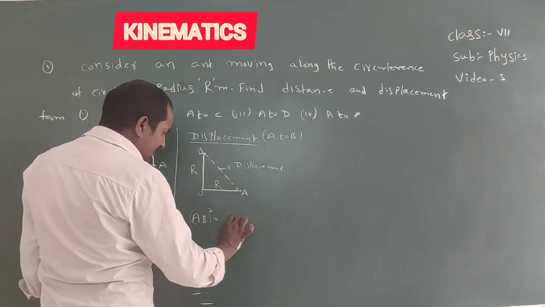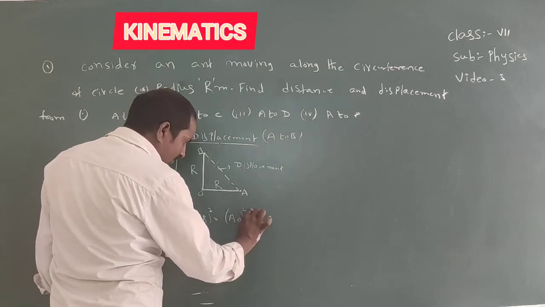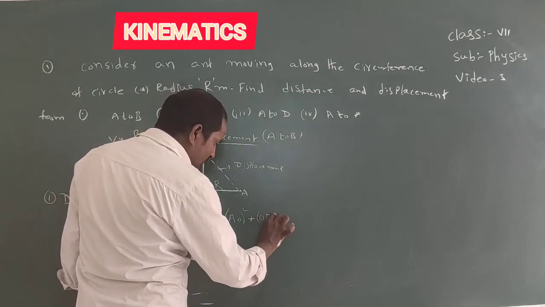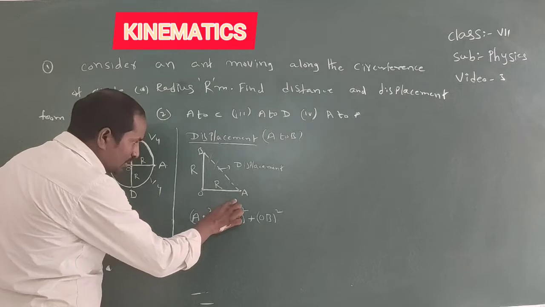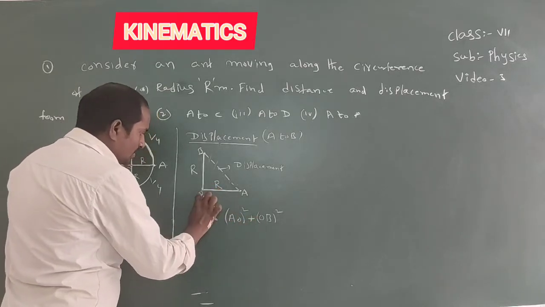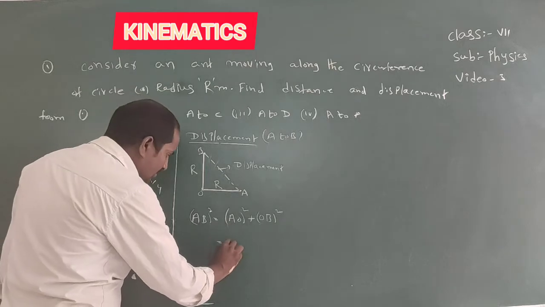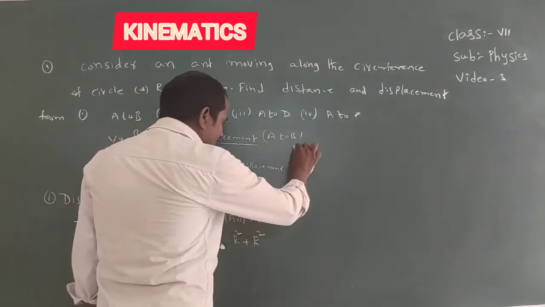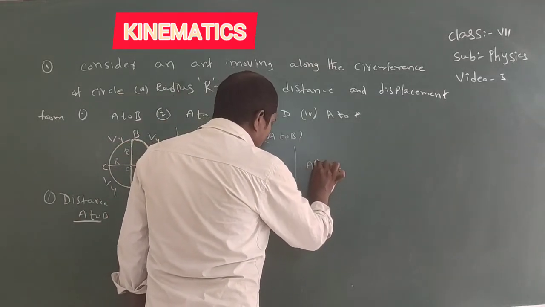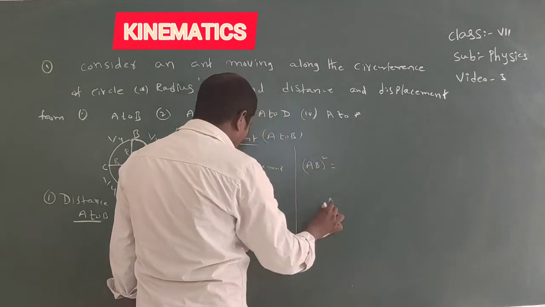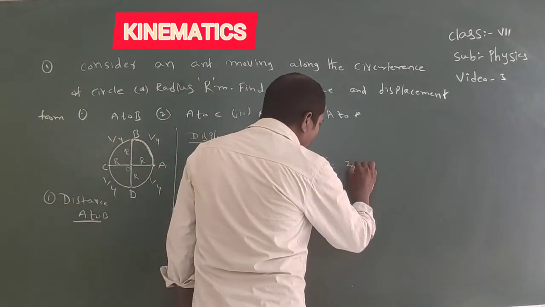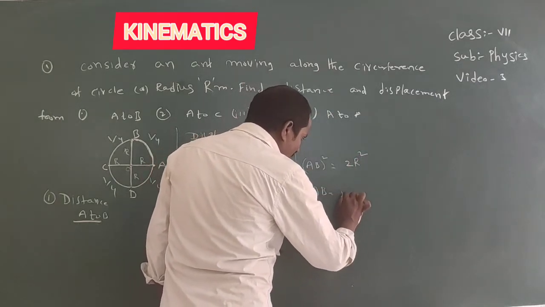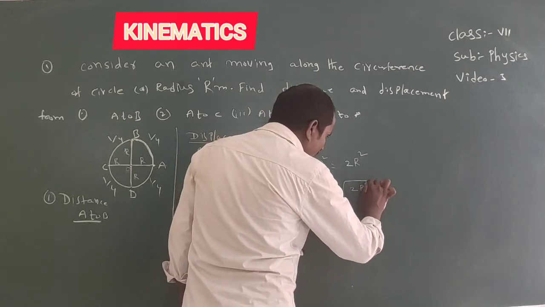So what is the base here? AO whole square plus opposite side OB whole square. From this diagram, what is AO? A to O is equal to r and O to B is also r. So AO whole square means r square plus r square. So AB whole square is equal to r square plus r square, 2 into r square. So we can write here AB equal to root of 2 into r square.